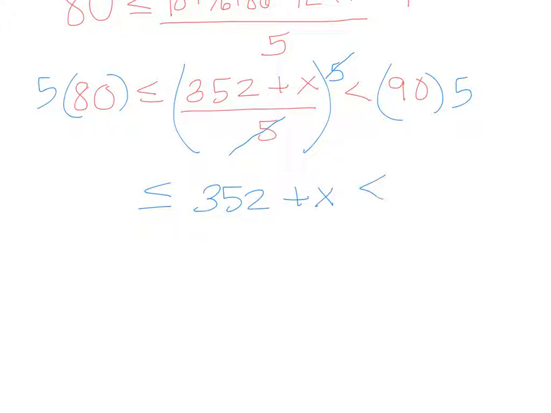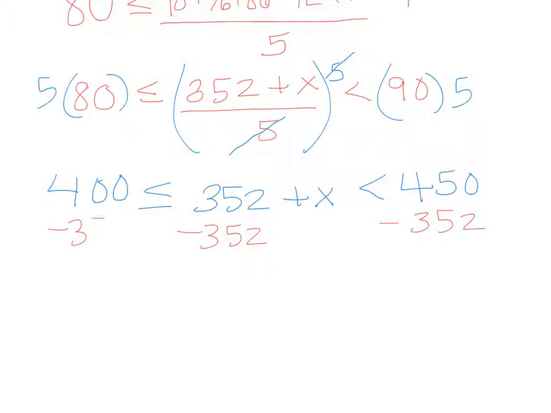And then on the right-hand side, 90 times 5 is 450. And on the left-hand side, 5 times 80 is 400. Now we want to get our x alone in the middle, and right now 352 is being added to it, so we will get rid of the 352 by subtracting it. But we have to do that to both the right and the left to keep our inequality solved properly.